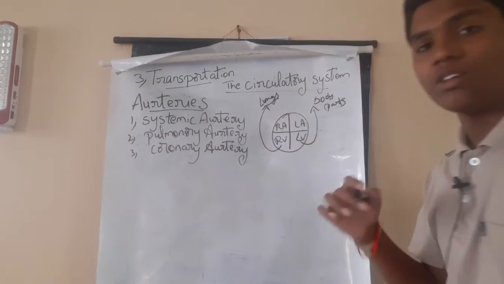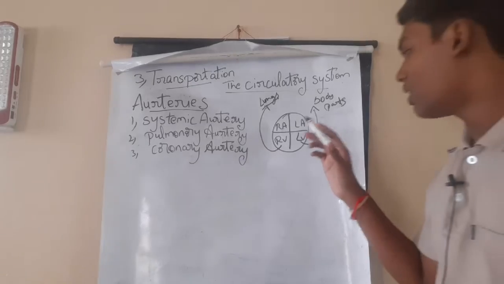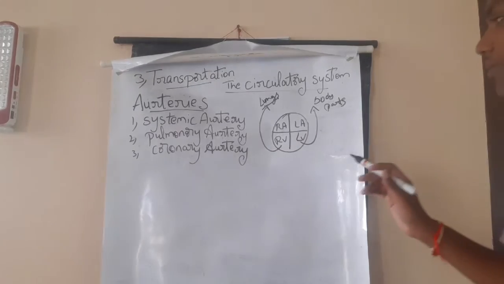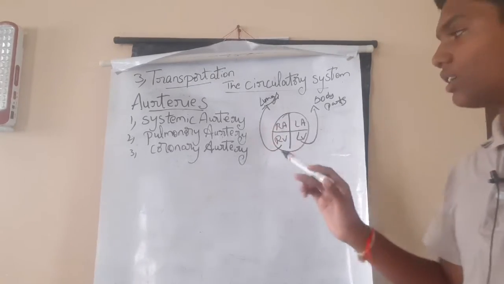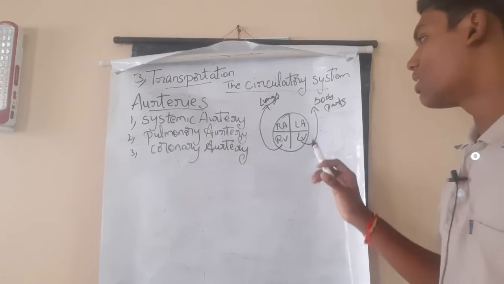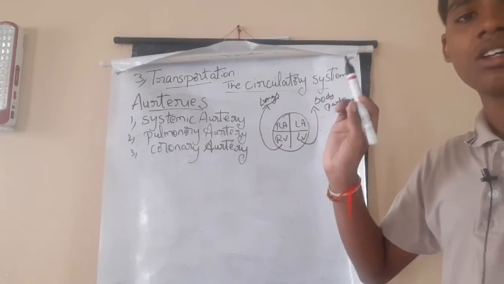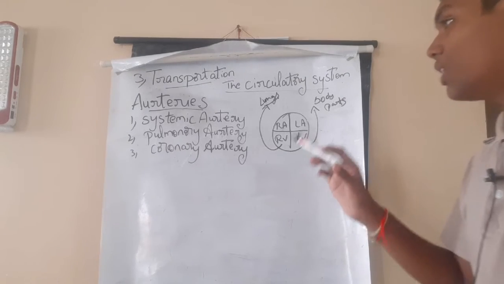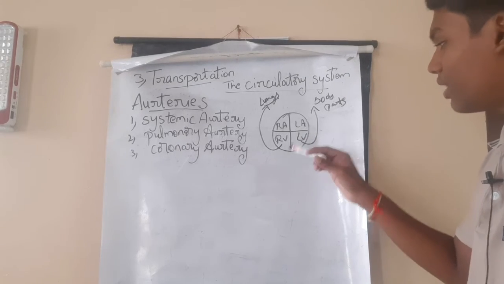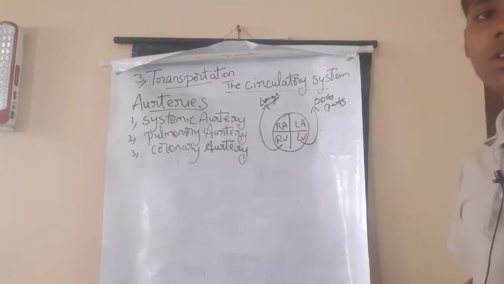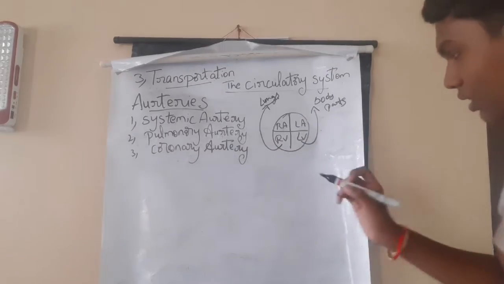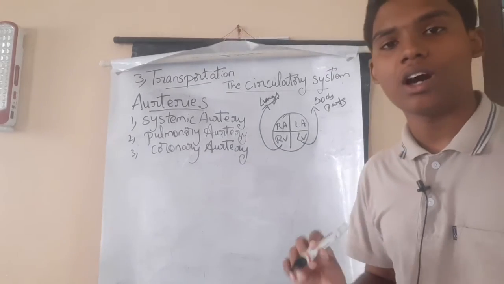In the pulmonary vein, it is from left auricle to lungs, but here right ventricle to lungs. Okay, lungs to left auricle in veins, but in arteries right ventricle to lungs. Okay, this is about pulmonary artery.